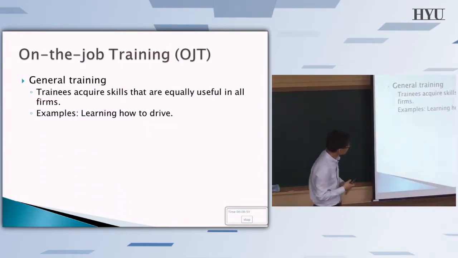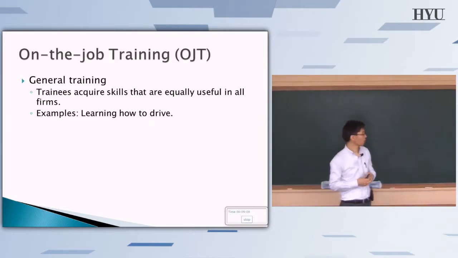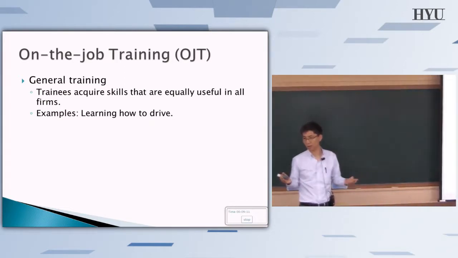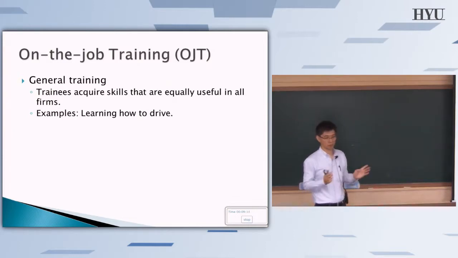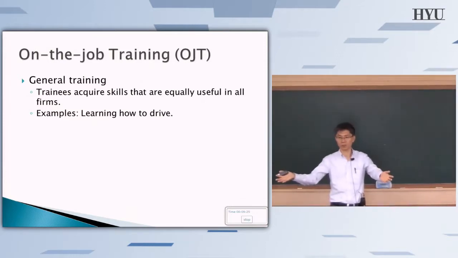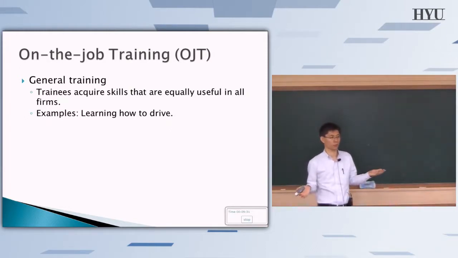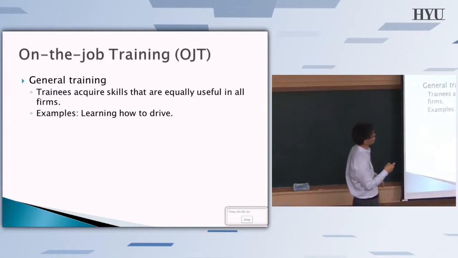So, for example, learning how to drive a car. It's useful not only to a current employer, if there is a need to drive, but also equally useful to any employer that wants you to drive. Something like the skills that are generally used. For example, learning how to use Excel or PowerPoint. That is useful not only to your current employer, but also to any other employer, if you need to use it. So we call that kind of training a general training.